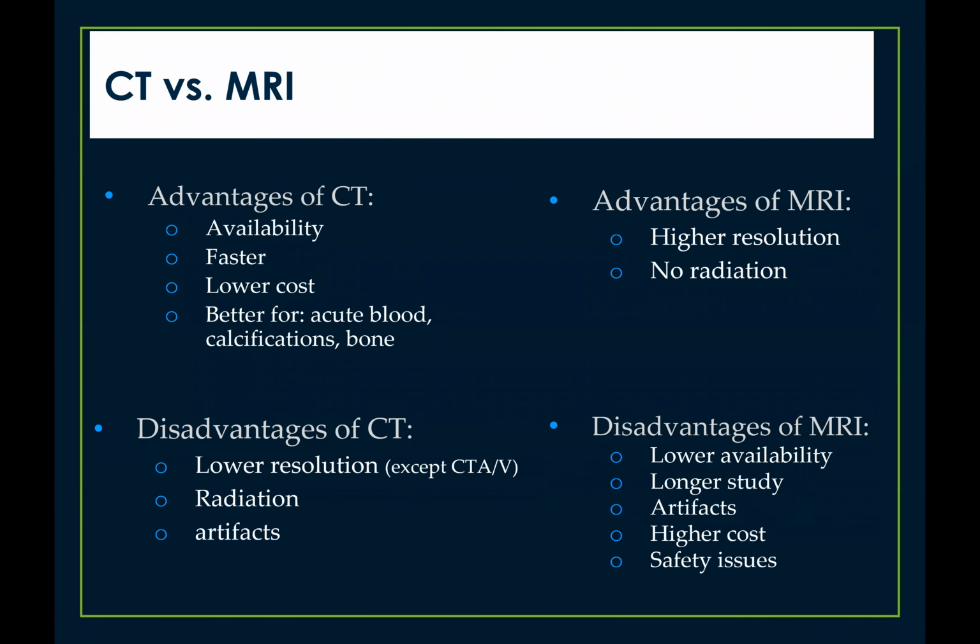Everybody loves MRI. It looks like a true picture of the brain with high resolution, doesn't involve radiation, but it's not always available. The studies are longer. Some patients cannot tolerate it. Artifacts may be a problem, not only from motion, sometimes even the body habitus can bring up some artifacts. The cost is higher, and nowadays with all these devices and implants we have for treatment of all sorts, safety may be an issue.